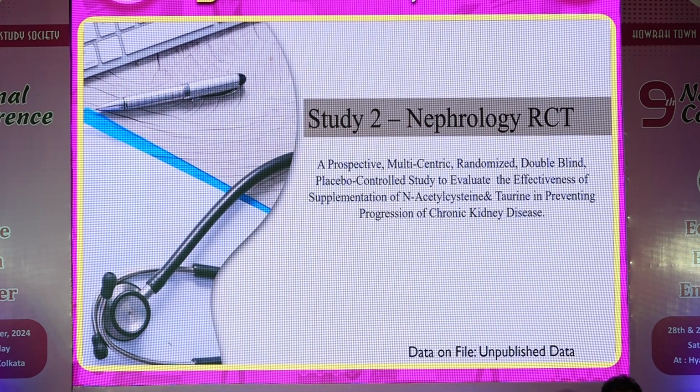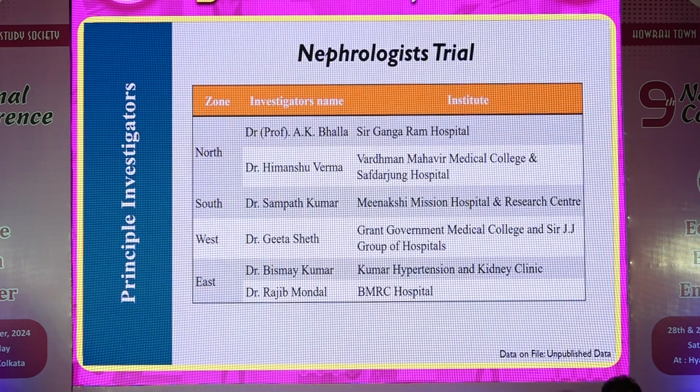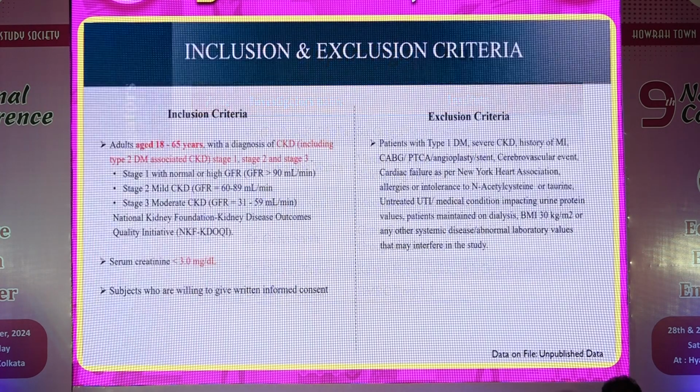Then came to our study. This was a very well-planned, prospective, multi-center, randomized, placebo-controlled study to evaluate the effectiveness of N-Acetyl Cysteine and taurine in preventing progression of chronic kidney disease. There were 6 centers: one was my clinic, one was Gangaram Hospital, one was Safdarjung Hospital, one was Meenakshi Mission Hospital. These are very famous hospitals in India. One was Grant Hospital, Mumbai, and one was BMRC Hospital, Barrackpore.